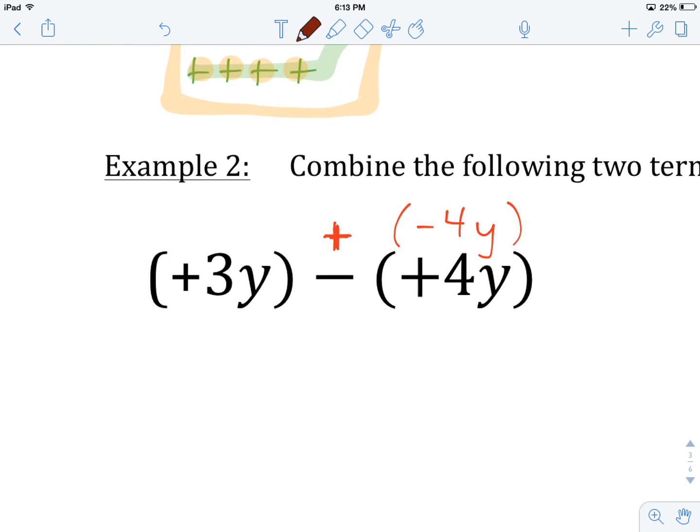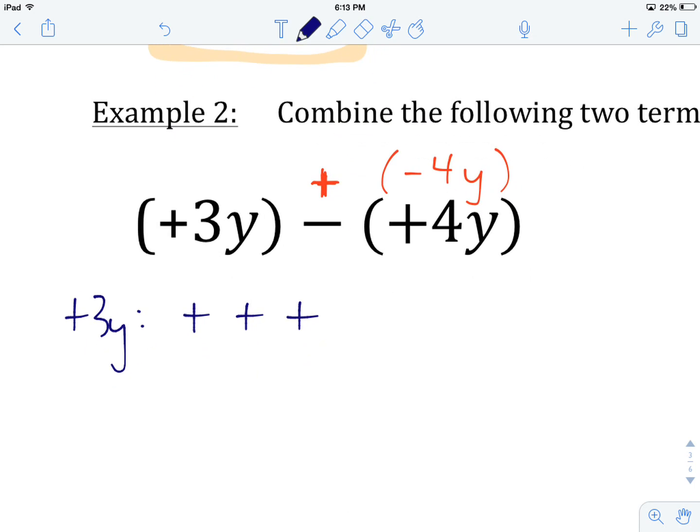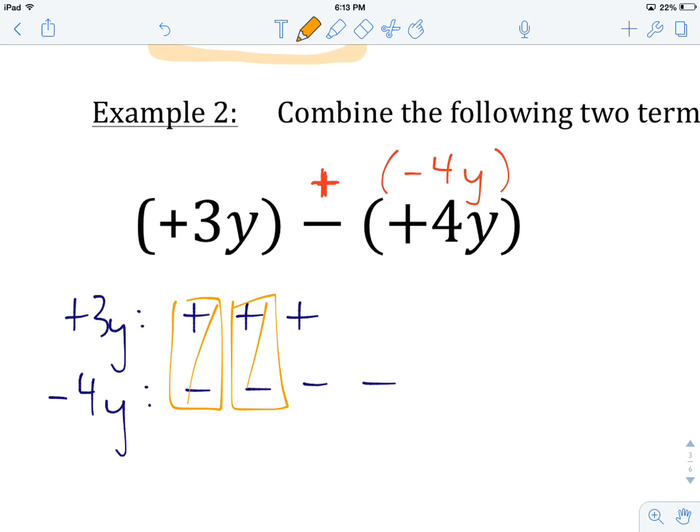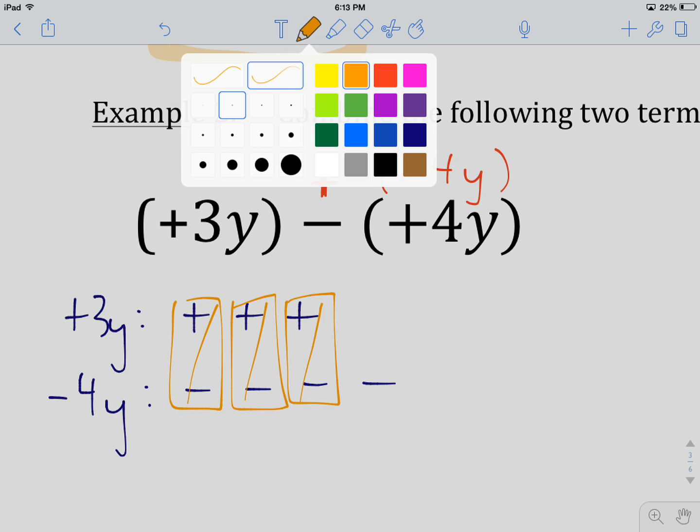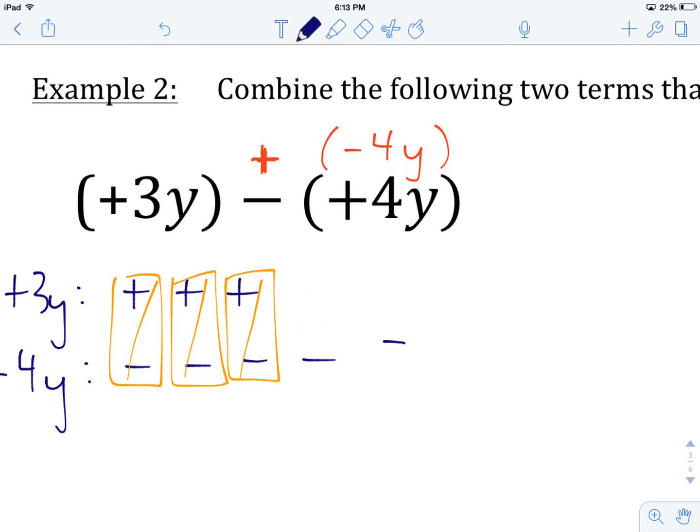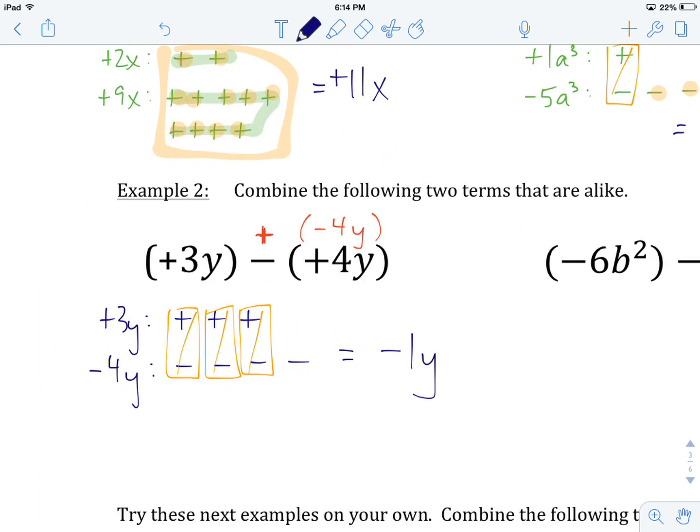Now I'm going to write these out quickly. I have plus 3y. That's going to look like 1, 2, 3 of those. And I have minus 4y. That's going to look like 1, 2, 3, 4 minuses. I am now going to combine these, and I am going to put a line through the ones that undo each other. When we look at what remains after we've paired up all the pluses and the minuses, we'll notice that we have 1 negative left. So we have 1 negative and our variable y. That's how we tackle the first part of example 2.